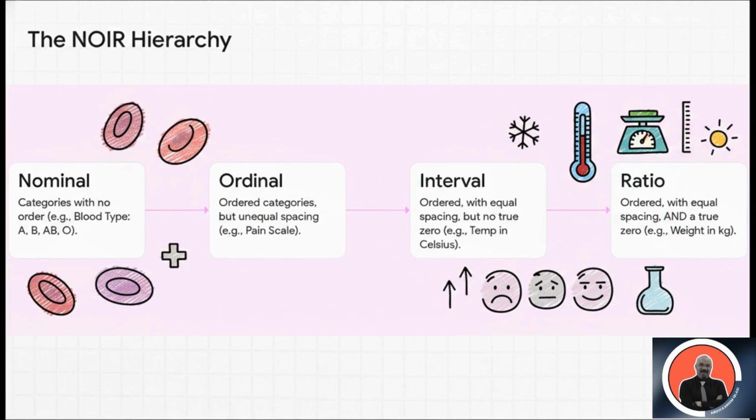Then ordinal adds an order to those categories, like a pain scale. After that, interval adds equal spacing between the values, like temperature in Celsius. And finally, at the top, ratio adds a true, meaningful 0.